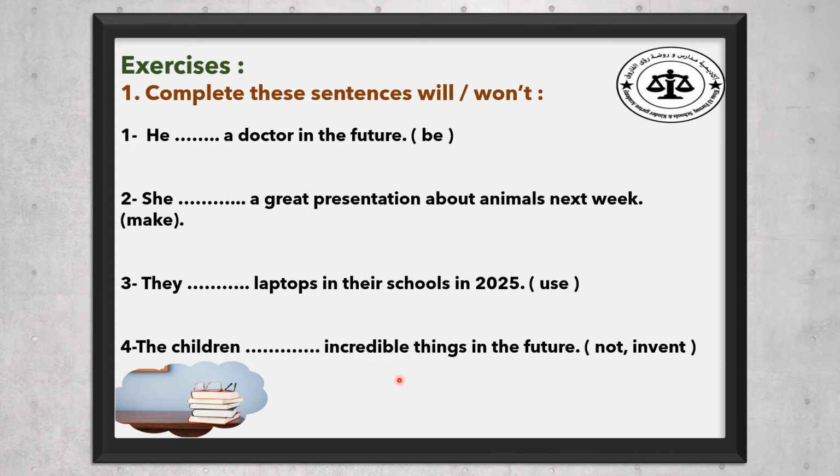Now let's practice this structure. We want to complete these sentences by using will or won't. Let's remember which kind of verb we use after will or won't. Excellent. Infinitive verb. Let's start with the first one. He a doctor in the future. We have this verb, be. He is the subject, and after the subject we have will be, excellent, a doctor in the future.